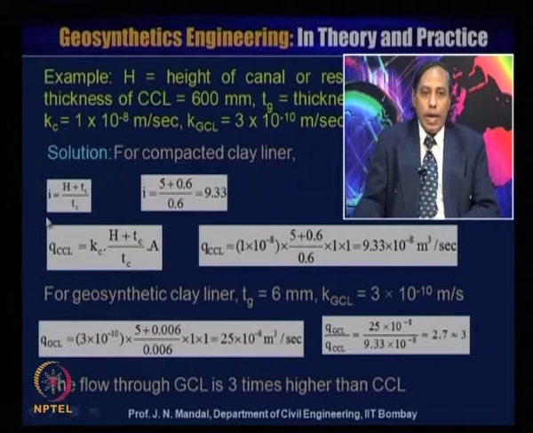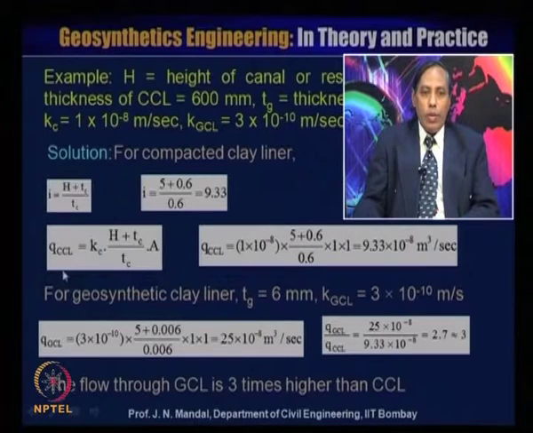So, hydraulic gradient i is equal to (H plus Tc) divided by Tc, where the thickness of the compacted clay liner is 600 millimeter. H is the height of the canal, that is 5 meter. This is to be converted into meter, so Tc will be 0.6, and H is equal to 5. So, i is equal to (5 plus 0.6) divided by 0.6. So, this hydraulic gradient i will be 9.33.